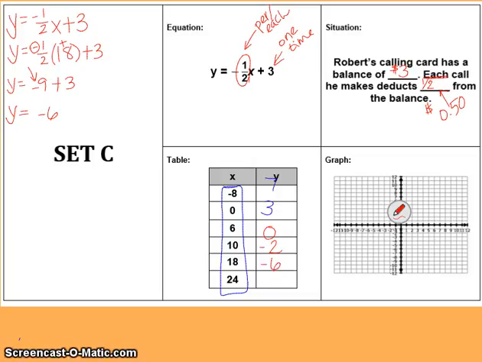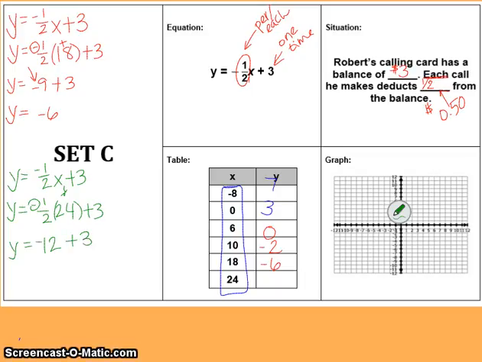My next value of x is 24, so I'm going to do the exact same thing, but I'm going to place 24 into x instead. So negative 1/2 x plus 3 is my equation. So I rewrite y is equal to negative 1/2 times 24 this time plus 3. I know that half of 24, if I cut that right in the middle, is 12. And I have a negative and a positive, and that makes this a negative 12 plus 3.